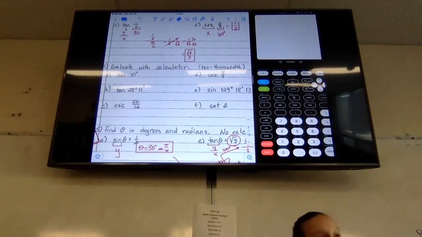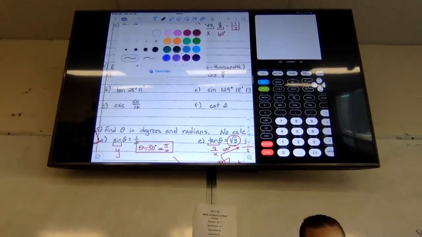How do we get out of there again? Click second mode. Second mode just puts you out. Which of these A through F are radians? Which of these A through F are radians?